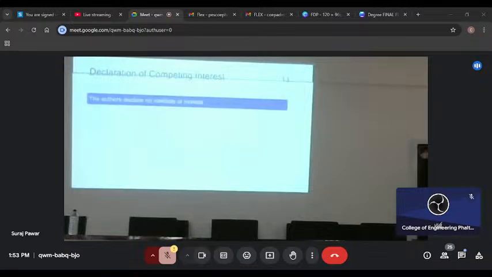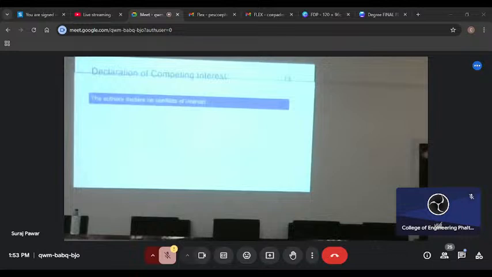Then declaration of competing interest. Okay. So the author declares no conflict of interest. What does it mean? I have not copied the work, nor does my cost match with somebody else's. So I can declare, authors declare no conflict of interest.